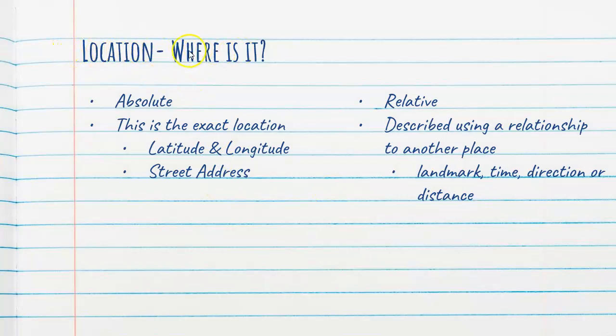So the theme of location is going to answer this question, where is it? And we talk about 2 types, absolute location, which is an exact location. It could be latitude or longitude, or it could be your exact street address. And then we talk about relative location. So you're going to describe a place using another place. It may be a landmark, time, direction, or distance. Relative location is generally how people give directions.